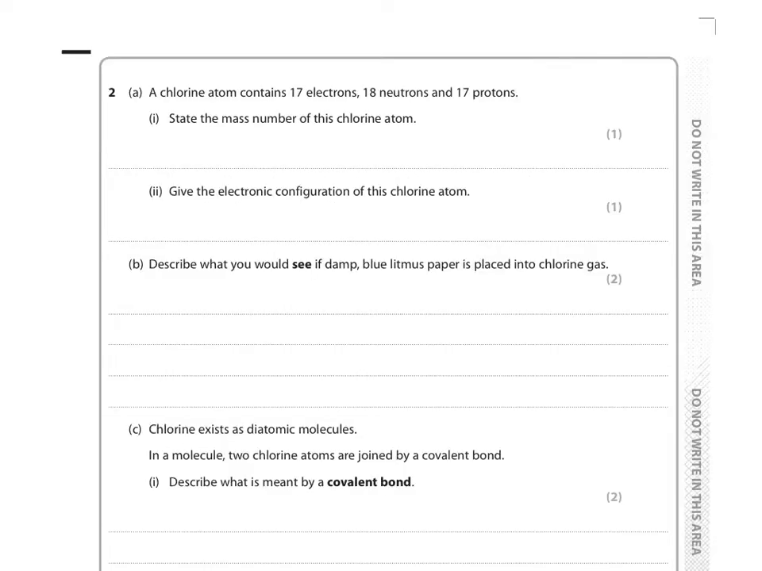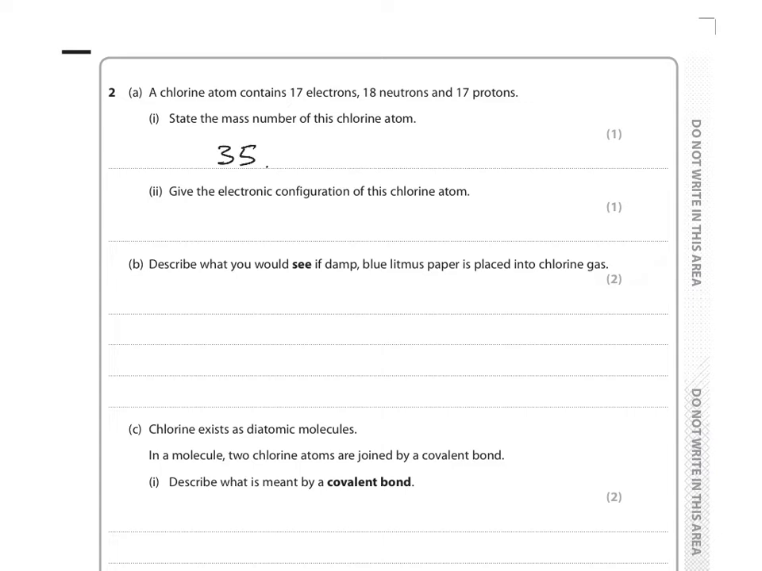Question number 2. A chlorine atom contains 17 electrons, 18 neutrons and 17 protons. State the mass number of this chlorine atom. The problem there is that it's a bit of a trick question. If you look chlorine up on your periodic table, you look at the mass number or the relative atomic mass, it will be 35.5, which is an average for all chlorine atoms. This particular chlorine atom has 18 neutrons and 17 protons, which you add them together, that gives you the mass of that particular atom, which is 35. So the answer is 35.